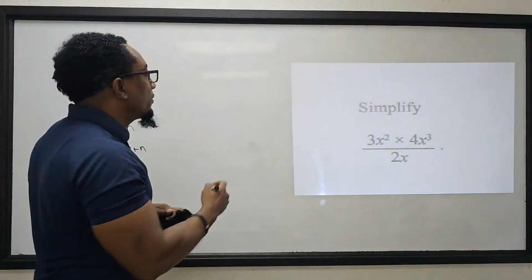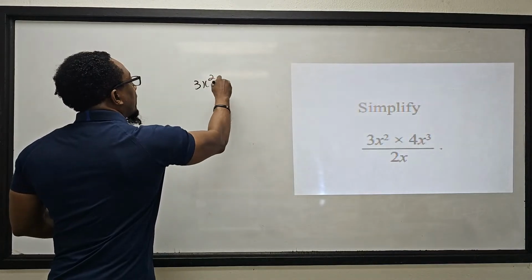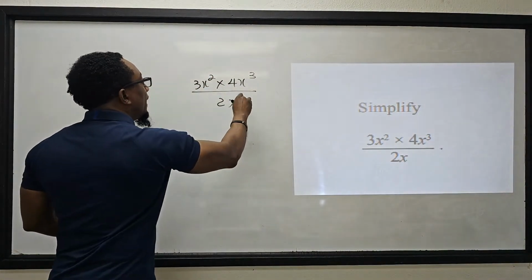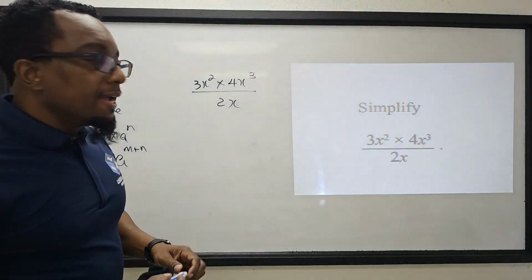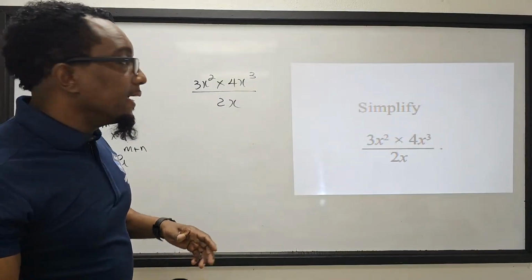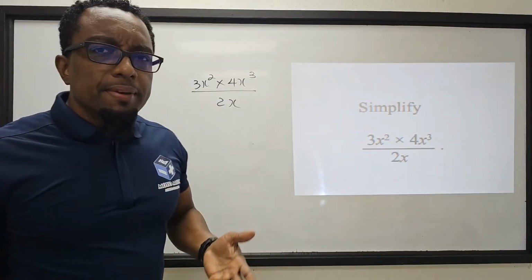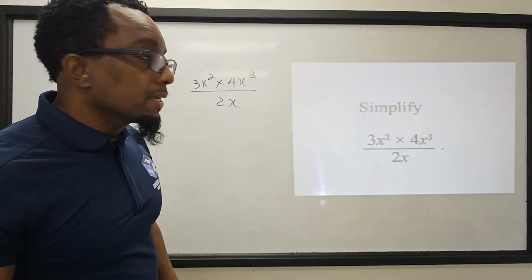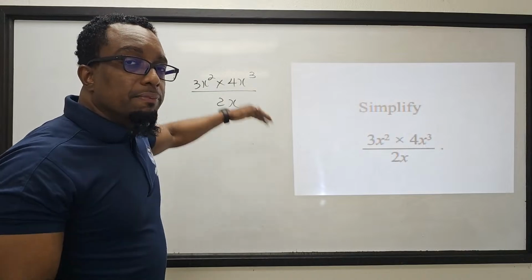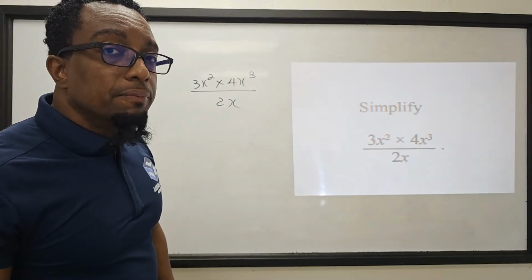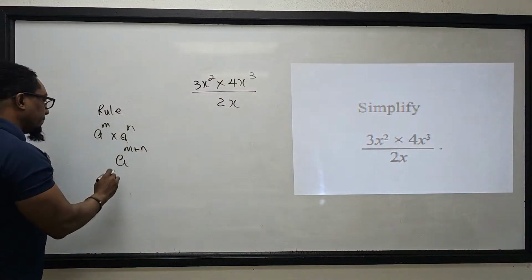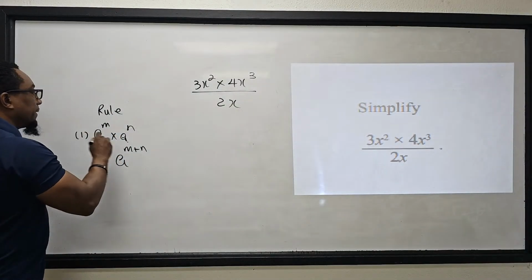We have 3x squared times 4x cubed over 2x. So to simplify this expression, again, we are applying our laws of indices. The law of multiplication will occur in the numerator. When we get that result, we're going to divide it by 2x. So the law of division will come into play. So the rule will be division, this is multiplication.